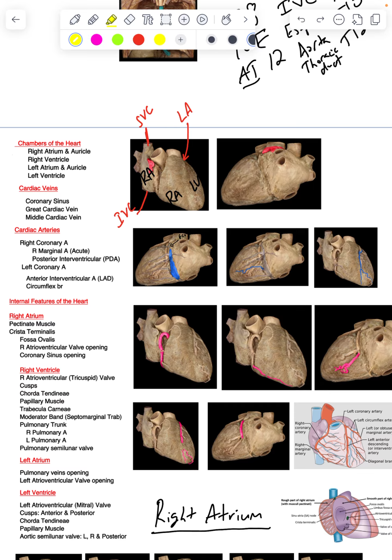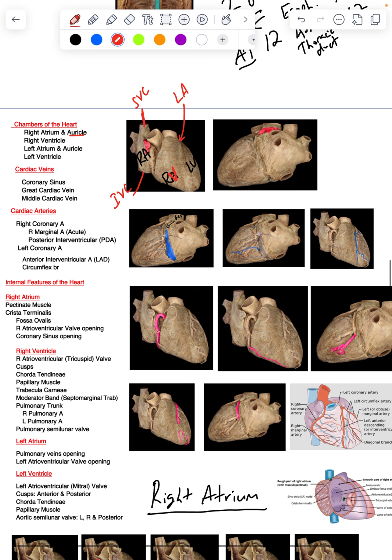So right atrium, this little ear looking thing is an auricle. So if they pin the little flappy thing coming out, it's your auricle. If they pin the entire thing, it's your right atrium. Right ventricle, I can't even write today. And then we said left atrium, the left ventricle.